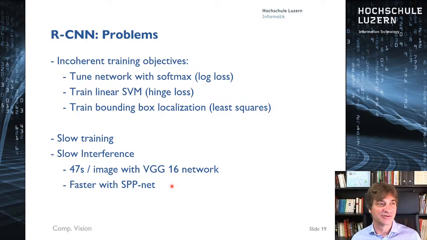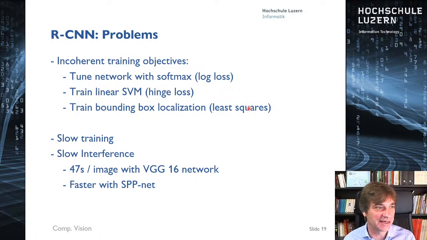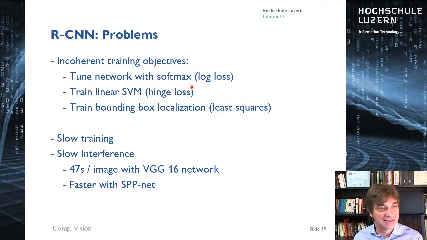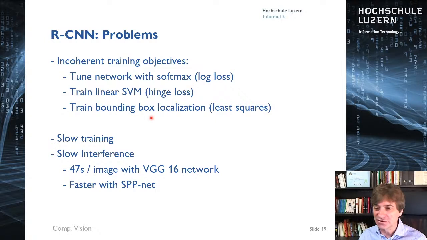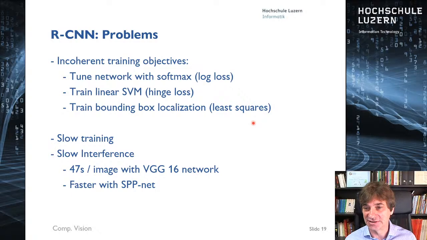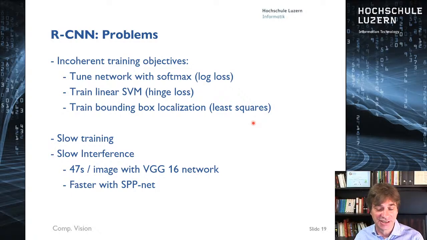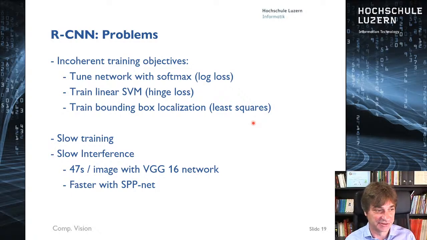Okay, but I would say it also has some problems with that approach. So first, you train very different things. You tune your network, you have trained it with some softmax, but then for your actual object detection, you use a support vector machine, which has some other loss function. And then if you want to train the bounding box localization, which is a regression problem, you will have another loss function with a least square between the correct position and the position that you found.